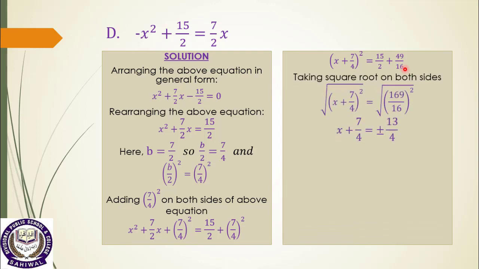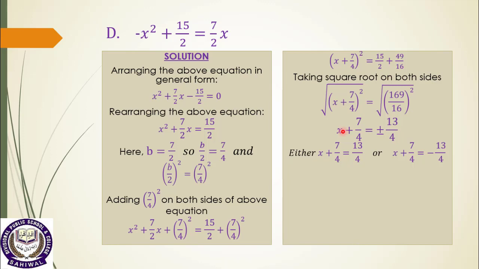Taking square root on both sides, we get square root of (x plus 7 by 4) the whole square, which is equal to square root of (169 over 16) the whole square. This fraction 169 by 16 can be obtained by taking LCM of 15 over 2 plus 49 over 16. The square and square root cancel each other. As a result, we get x plus 7 by 4 equal to plus minus 13 by 4.